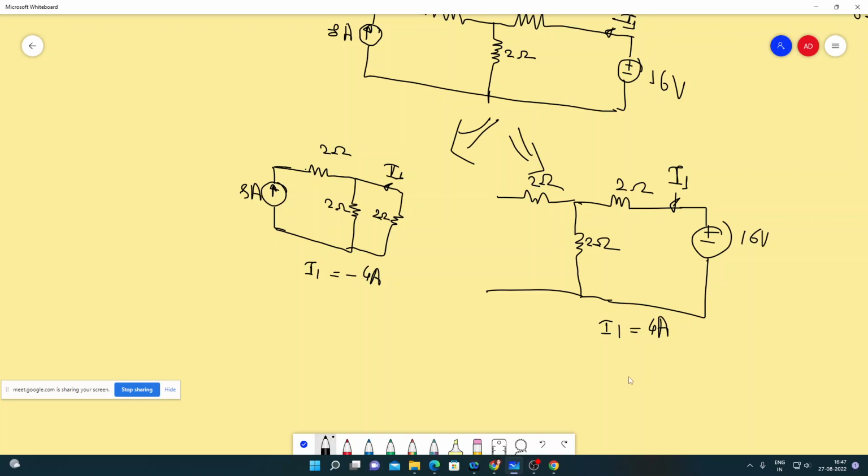So therefore the net I1 utilizing superposition is, net I1 is minus 4 plus 4 ampere, that's 0 amps. This is the answer.